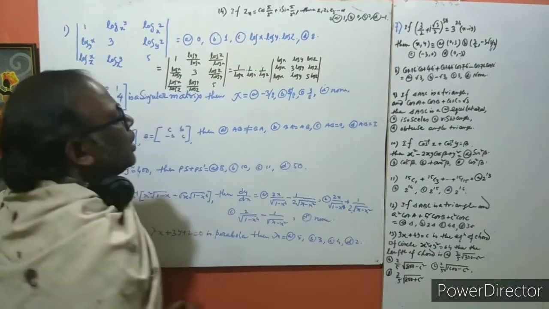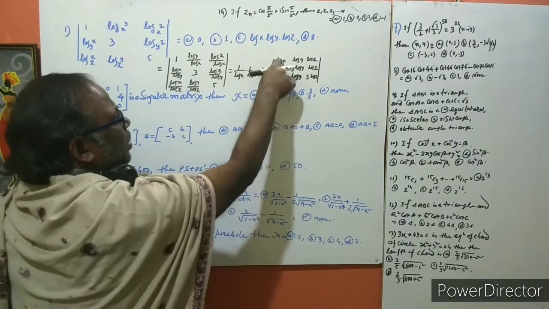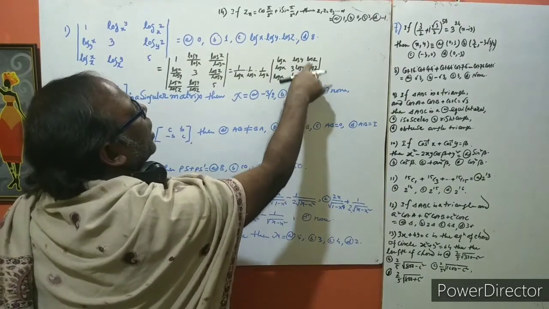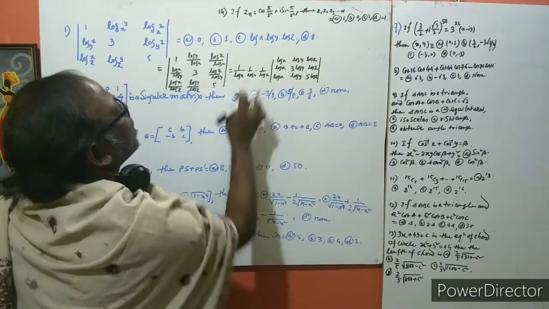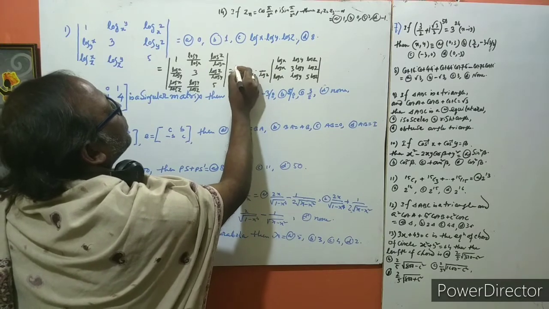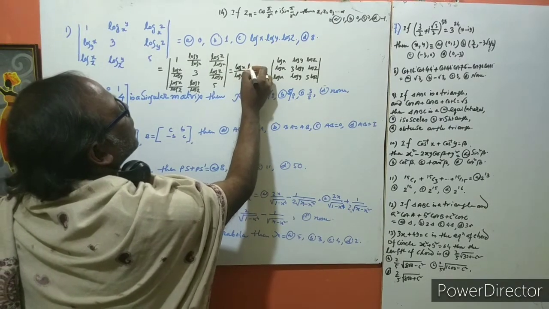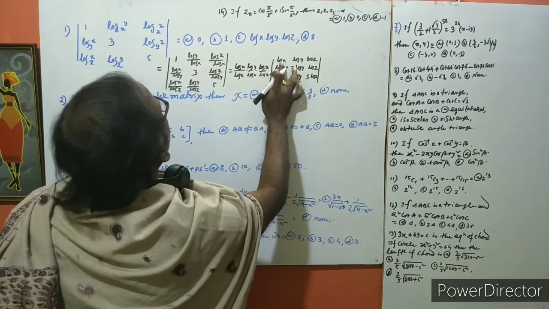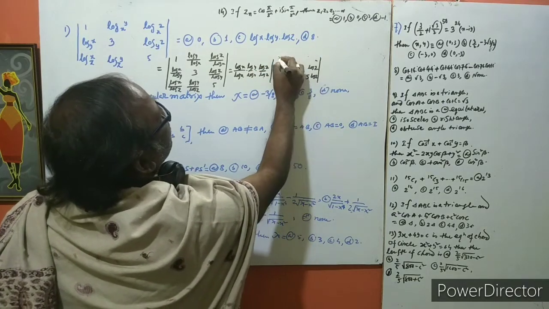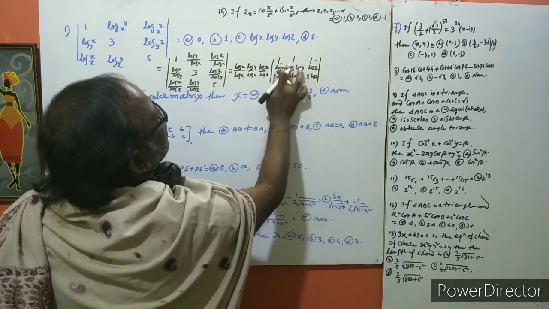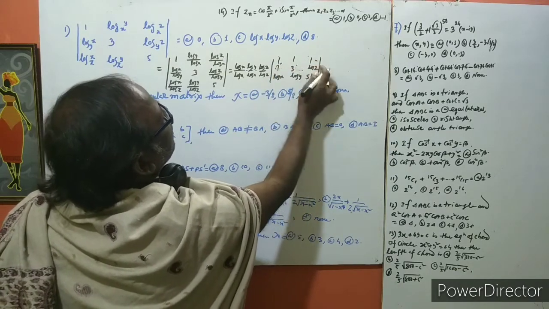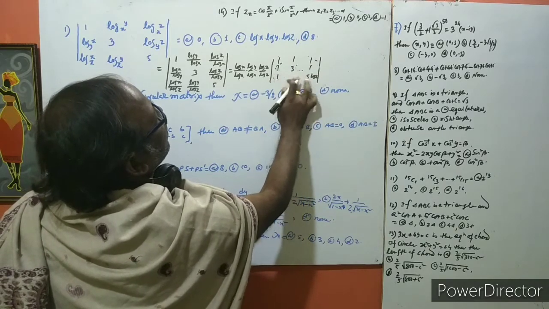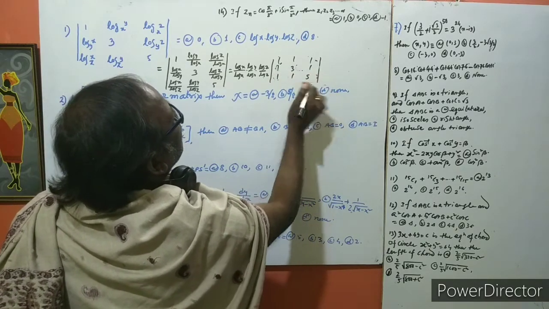See carefully again. If we take log x from the first row, log y from the second row, and log z from the third row, then here we can write also log x, also log y, and log z. Okay. Therefore, this row is 1, 1, 1. This here is 1, 3 and 1. Here is 1, 1 and 5.